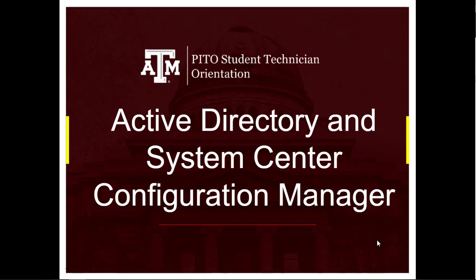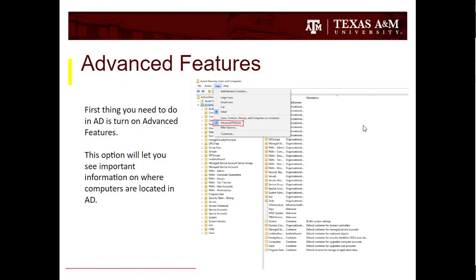First, I will go over Active Directory. When opening AD, make sure to run it as an administrator, otherwise you won't be able to make any changes on it. Then, first thing you'll want to do once it's open is go to View and turn on Advanced Features. This will let you see the object tabs on computers. I'll explain why it's useful later on in the video.